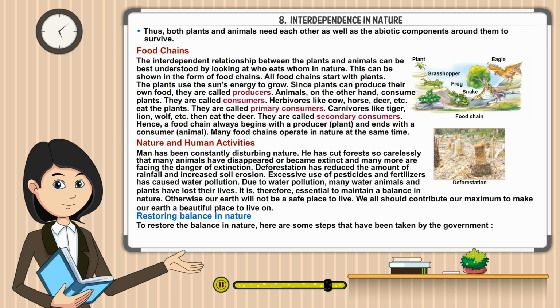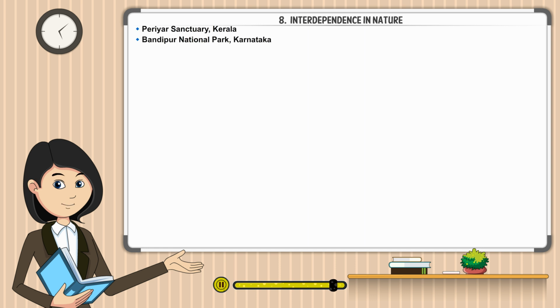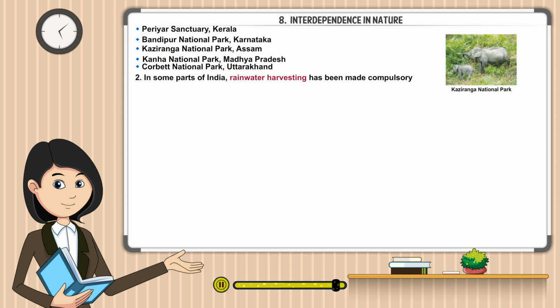Restoring balance in nature. To restore the balance in nature, here are some steps that have been taken by the government. The Indian government has set up a number of wildlife sanctuaries and national parks where hunting is not allowed. This helps protect the animals and restore the balance in nature. Some of them are Periyar Sanctuary, Kerala; Bandipur National Park, Karnataka; Kaziranga National Park, Assam; Kanha National Park, Madhya Pradesh; Corbett National Park, Uttarakhand.